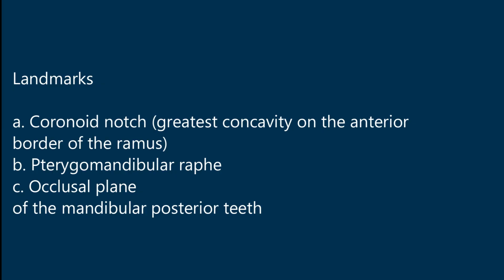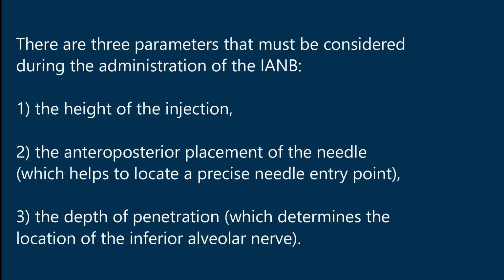Landmarks. A. Coronoid notch, greatest concavity on the anterior border of the ramus. B. Pterygomandibular raphe. C. Occlusal plane of the mandibular posterior teeth. There are 3 parameters that must be considered during the administration of the IANB. 1. The height of the injection. 2. The anteroposterior placement of the needle, which helps to locate a precise needle entry point. And 3. The depth of penetration, which determines the location of the inferior alveolar nerve.